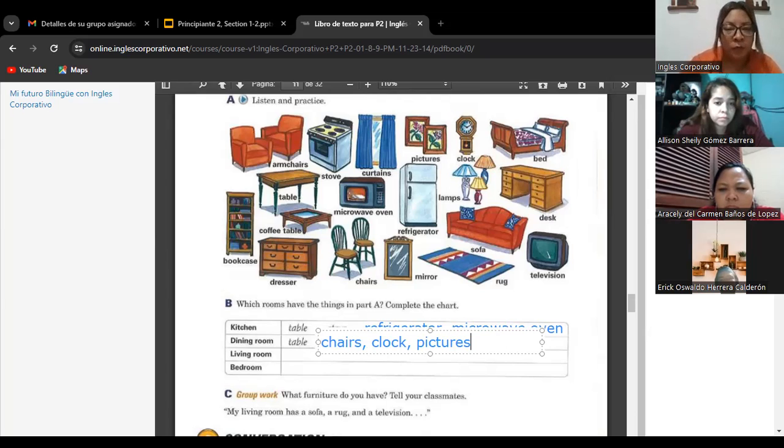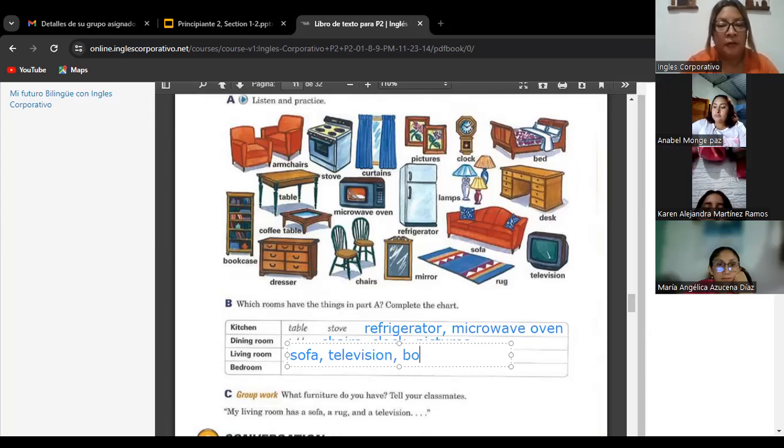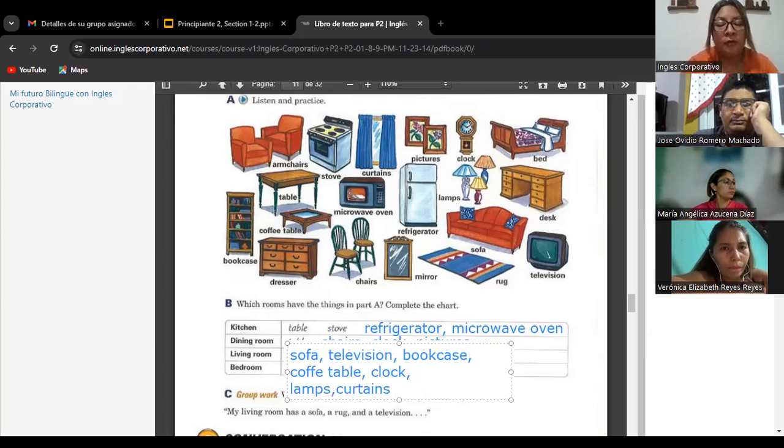Probably no. Okay, let's move to the living room. Sofa. Sofa, okay. Television, the most important. Coffee table. A bookcase. Bookcase, muy bien. Desk. Okay, a desk, probably. Coffee in the table. Bedroom is better. The coffee table, yes. A clock. Mirror. Lamps. Mirror in the bedroom. Lamps, okay. Yes. Curtains. Rug. Muy bien. Right? Okay, yes.